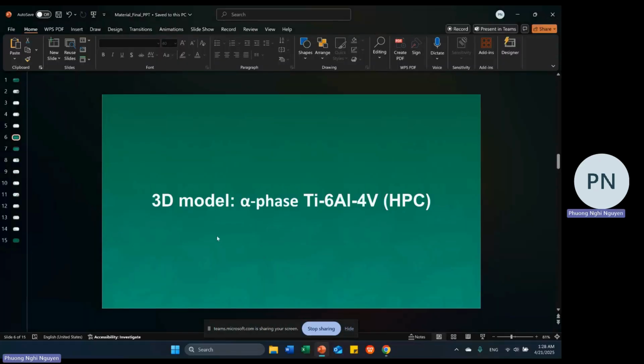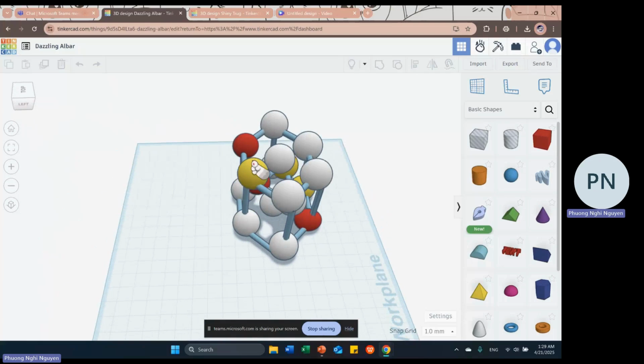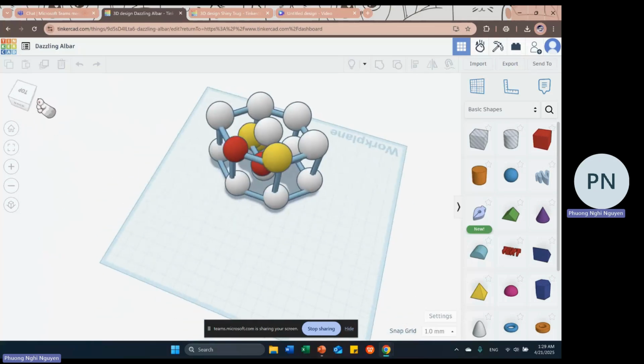I will show you my 3D model for alpha Ti64. This is the HCP structure. The white sphere represents the titanium element. The yellow one represents the aluminum element, and the red one represents the vanadium element.